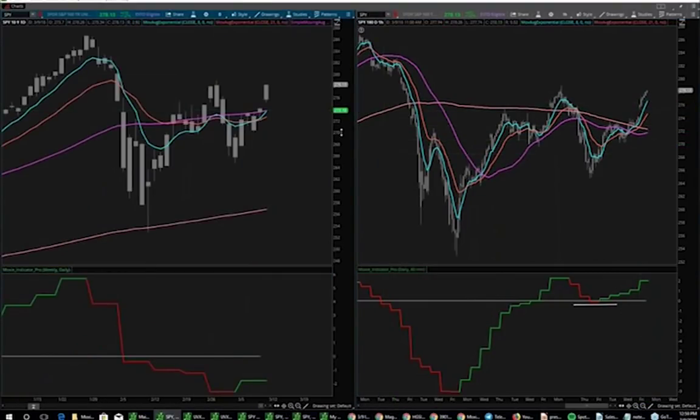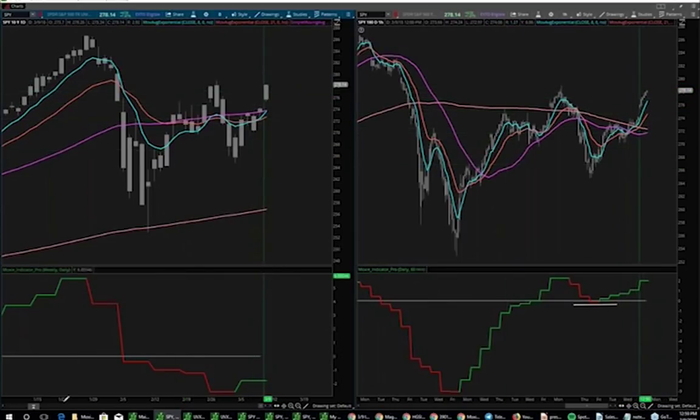If we look here on the daily chart, you can see yesterday, we actually closed above the moving average. And then we have the indicator looking green. And today it shot up, no surprise. I mean, I've been all over this thing this morning, so this is great.